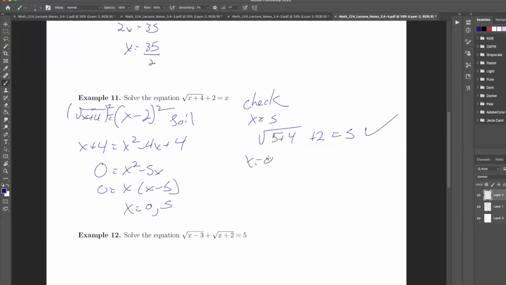So let's check x equals 0. Here I'll have the square root of 0 plus 4, plus 2, equals 0. So I have 2 plus 2. So this is 4 equals 0. This doesn't work. And so we have to throw away this solution. So my only solution, x equals 5, is the only solution.